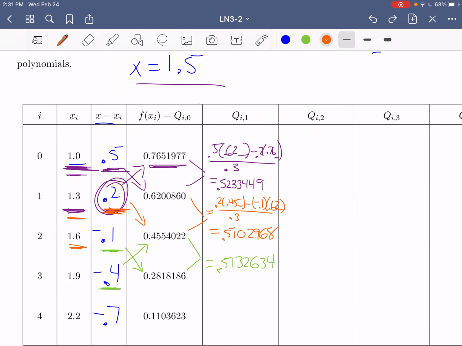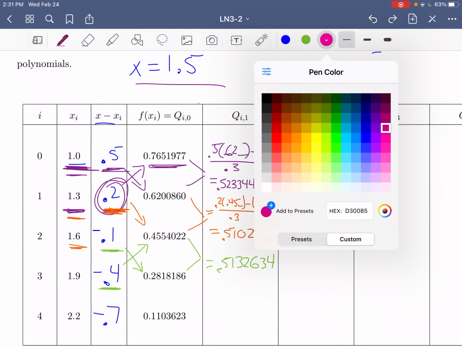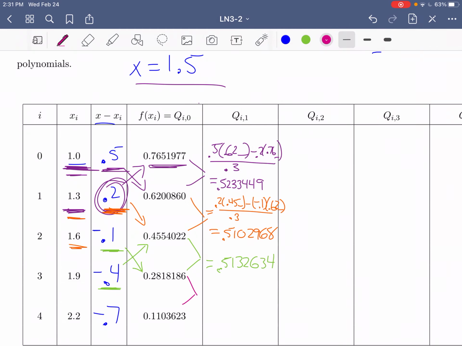And if we did it yet again, we would have something like 0.5104270. And so those are those values of q sub i, comma 1, right? So we're using two nodes spaced one apart.